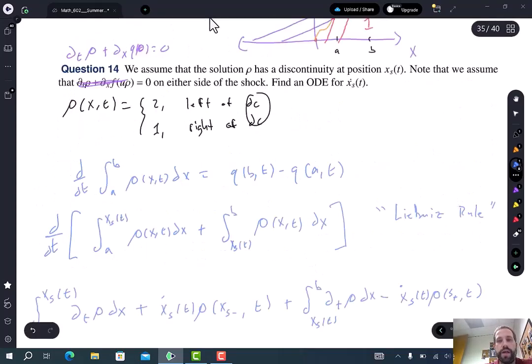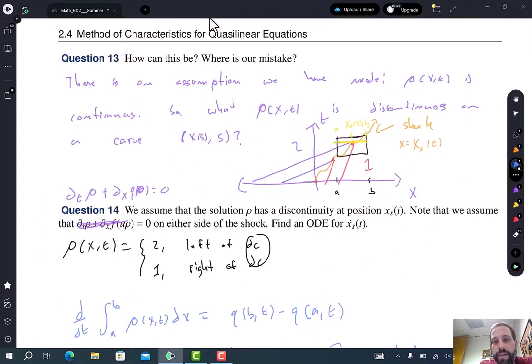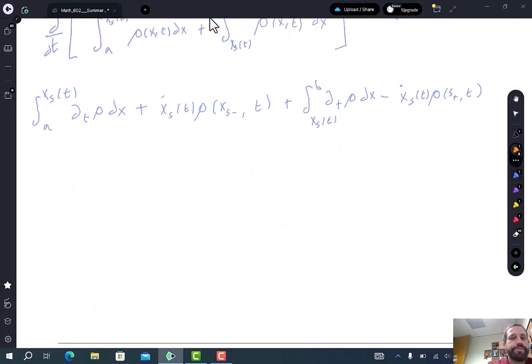Okay, so what is this s minus and s plus? Rho of s minus is the limit of rho coming from the left-hand side, and rho of s plus is the limit as rho approaches from the right-hand side. So if I want to be very precise about this, rho of xs minus comma t is equal to the limit as x approaches xs of t from the left-hand side of rho of x, t. Or another way to write this would be the limit as epsilon goes to 0 of rho of xs of t minus epsilon comma t. Either one of those would work.